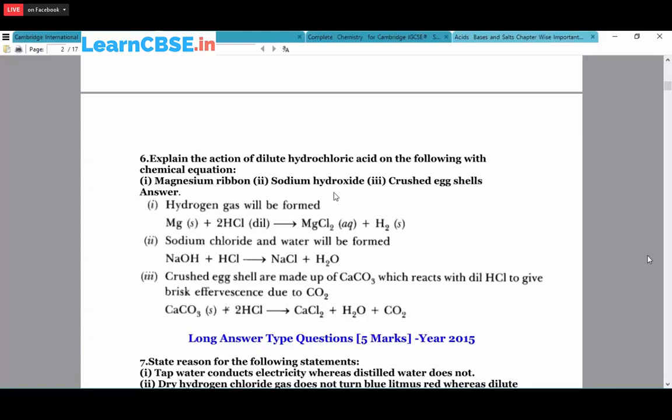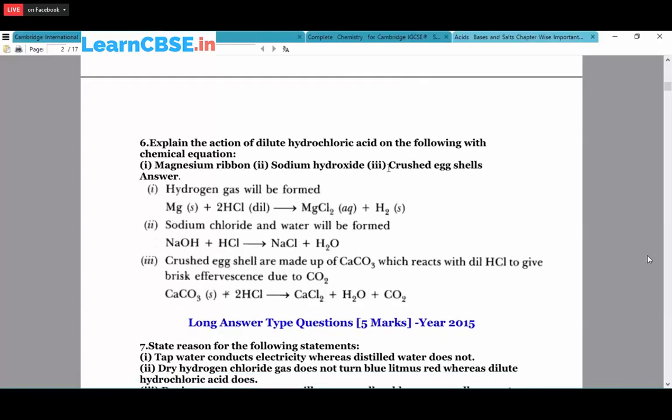Next one is sodium hydroxide, NaOH. It reacts with HCl and forms NaCl plus water. This reaction we call a neutralization reaction, because the base is neutralized by the acid. Next one is crushed egg shells. This contains calcium carbonate. CaCO3 reacts with HCl, forming CaCl2, calcium chloride, plus H2O plus CO2.